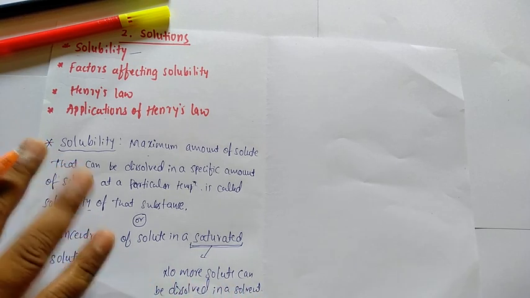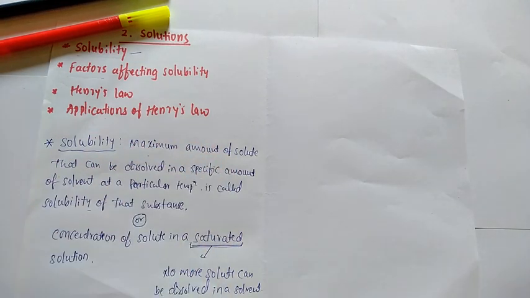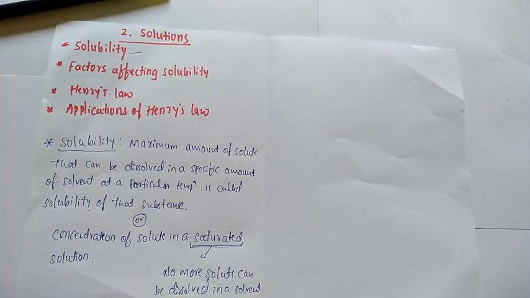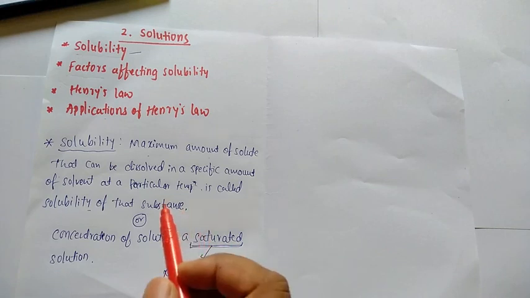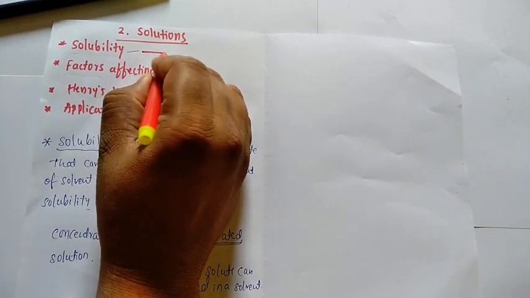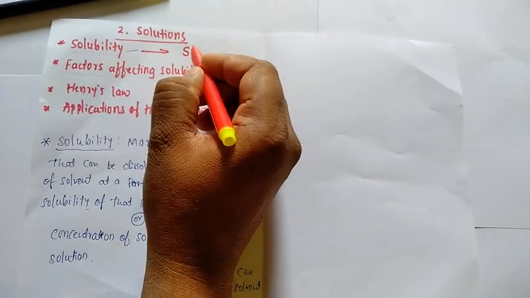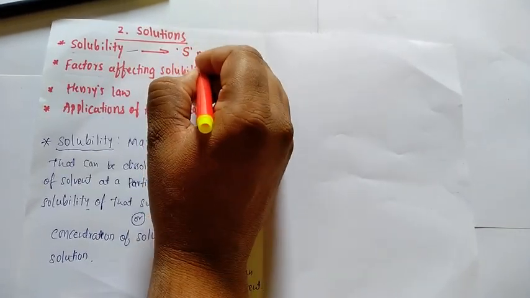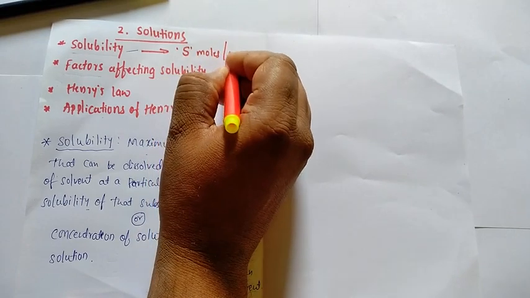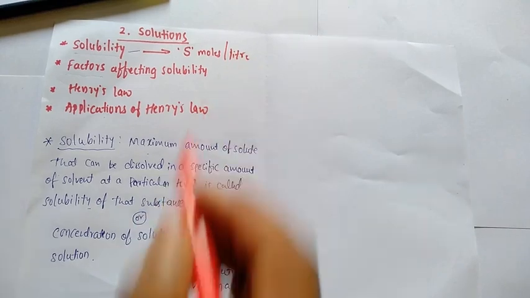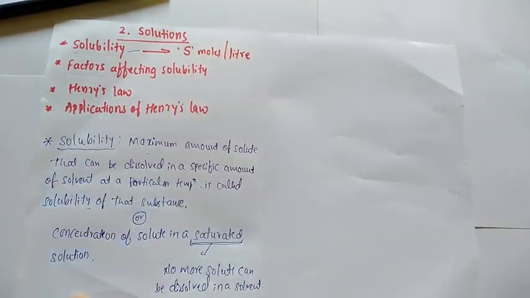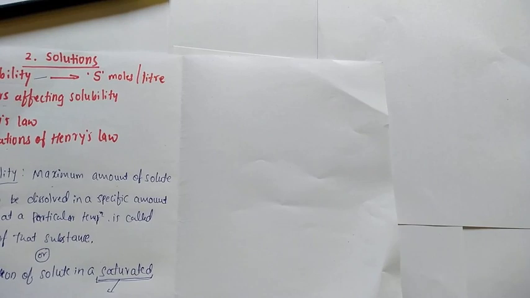Okay, this point is important, students. The maximum amount of solute that can be dissolved in a specific amount of solvent at a particular temperature is called the solubility of that substance. Generally, solubility is denoted by S, in moles per liter. So this is about solubility.